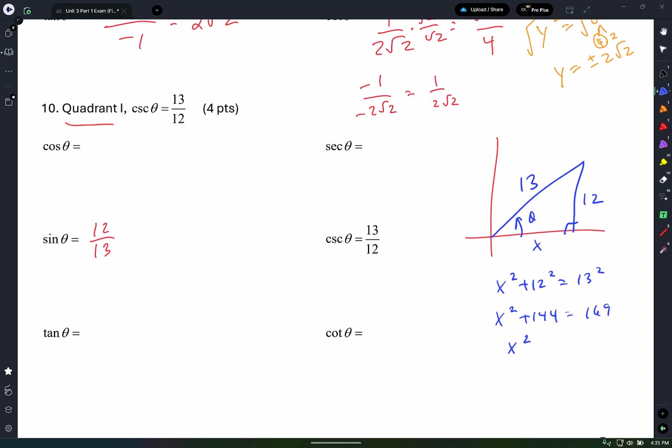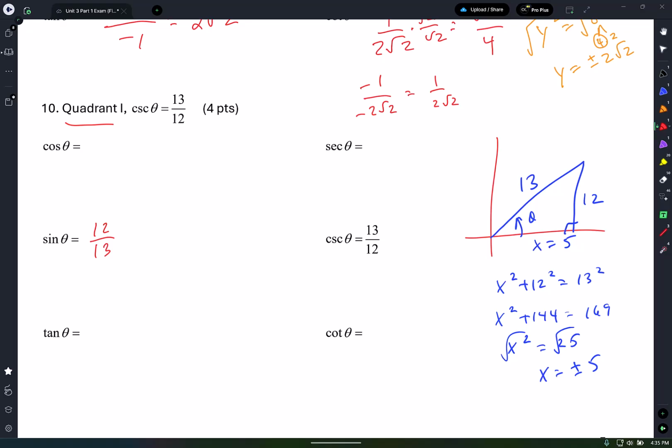So then x squared minus 144 equals 25. So x squared equals 25. So x equals plus or minus 5 when you take the square root. So you're going to have the positive 5 because you're in quadrant 1. Does that make sense? All right, here we go. Here's the answer.